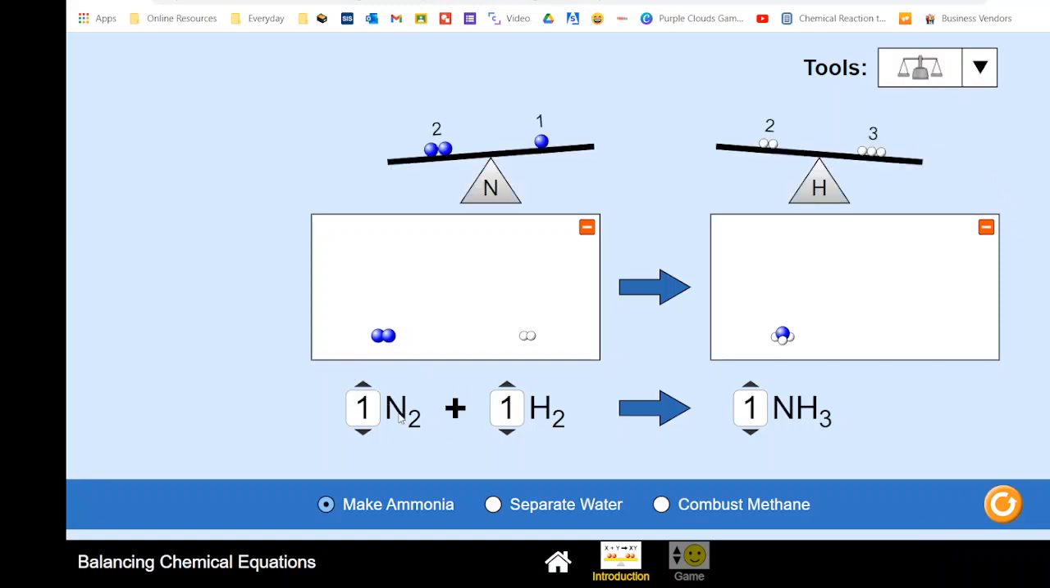What you should note is that as you put a 1 in front of the N2, two blue dots came up, indicating that each blue circle is a nitrogen. And as you put a 1 in front of the H2, two white circles appeared, indicating each white circle is a hydrogen. In balancing equations, the atoms that are on the left side are the atoms that are on the right side. They're just rearranged.